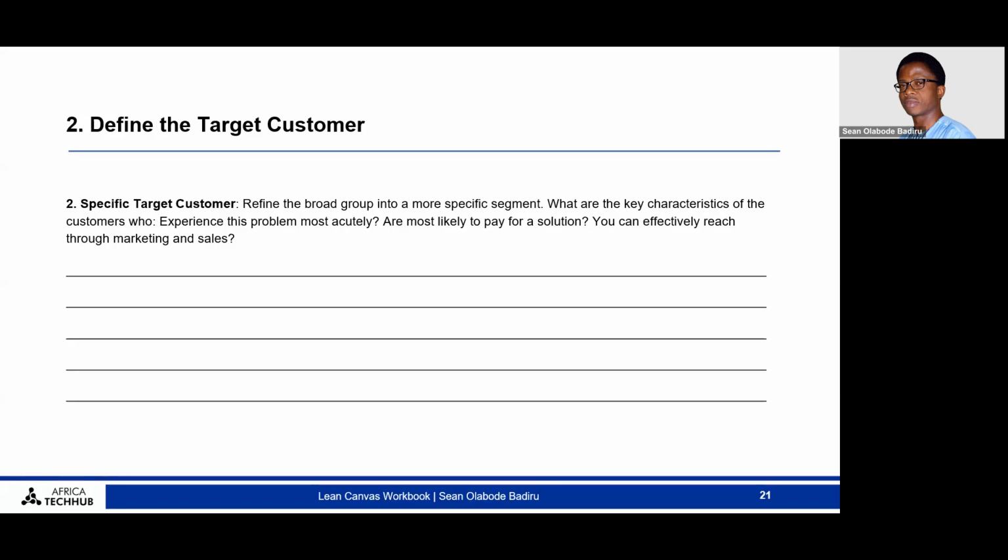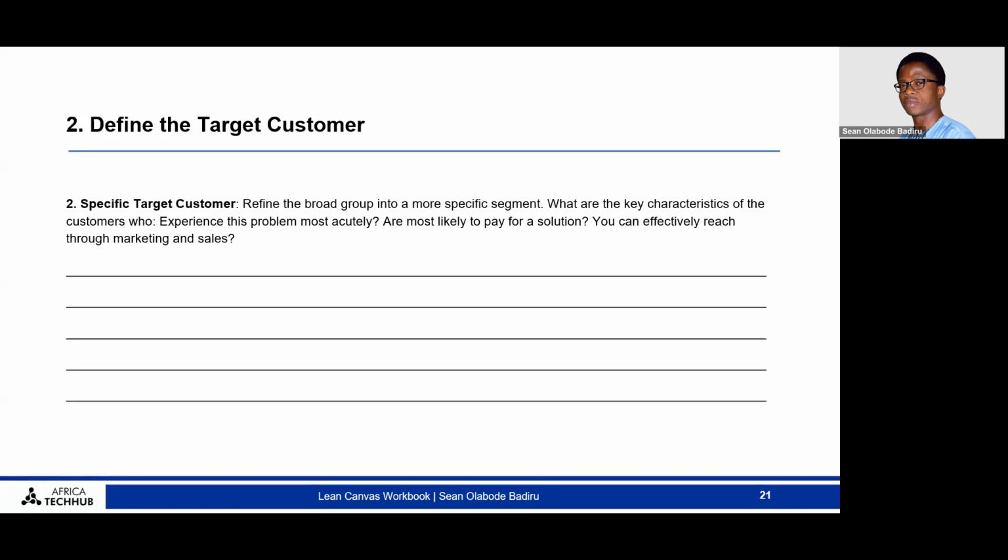So for this problem we have identified, and for these customer segments, can we further narrow it down? This small business, medium business owners, so who will the specific target customers be now? This should be easy now. The specific target customers will be a subset of the broad one. If the broad one is small and medium, now inside that one, now the target customers go there.